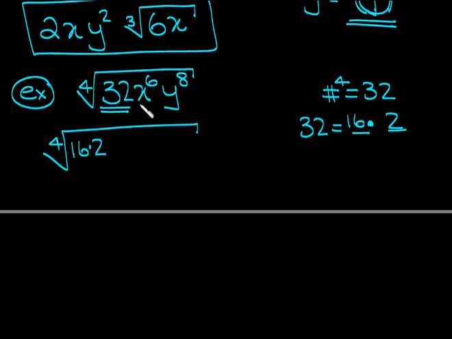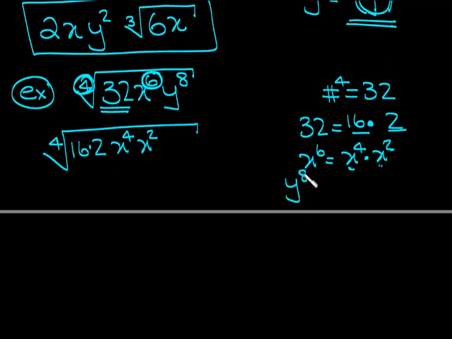Now let's worry about the variables. We want to make this power the same as this index if we can. That's easy. I can write x to the 6th as x to the 4th times x squared, because when you're multiplying two exponential numbers, we add the exponents. Then we have y to the 8th. Can I write that as a power of 4? Sure. I can write y squared to the 4.